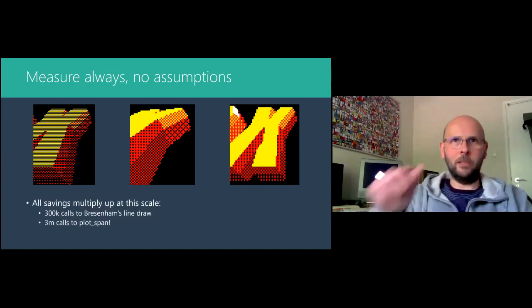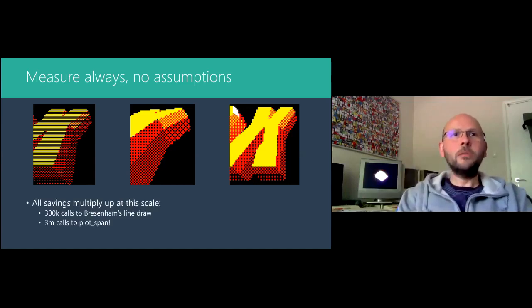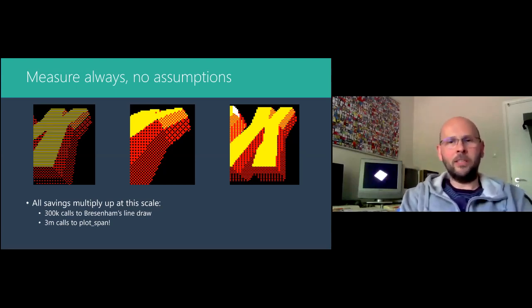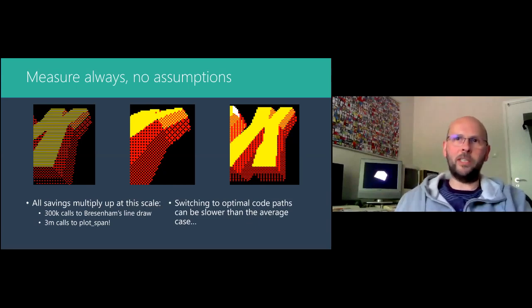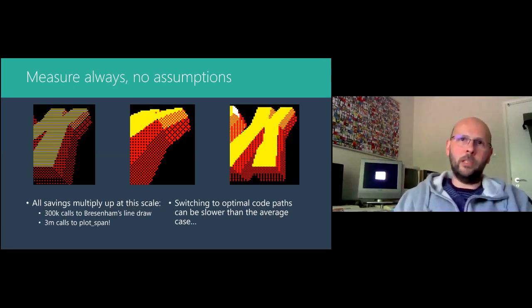The nice thing here is that at this scale, just saving a single cycle in the plot span routine, because it's called 3 million times across the entire sequence, saves 75 vsyncs. So that's 1.5 seconds saved across the entire sequence from saving a single cycle of assembler. What was also quite surprising, and why we had to test, is that you'd think you could come up with different code paths for different optimal situations on screen, but quite often, because you're calling these functions so frequently, the time it takes to detect that different code path and jump to it is actually slower than just having an average case routine instead.